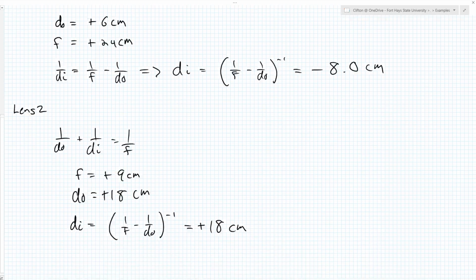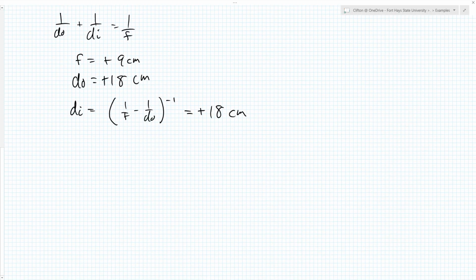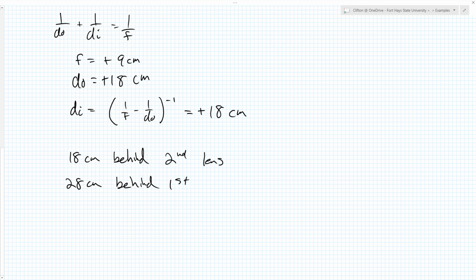So there's a couple of ways I could write the position of that final image. I'm going to say that the final image is 18 centimeters behind the second lens, or I could write that it is 28 centimeters behind the first lens, right? Because those two lenses are 10 centimeters apart.